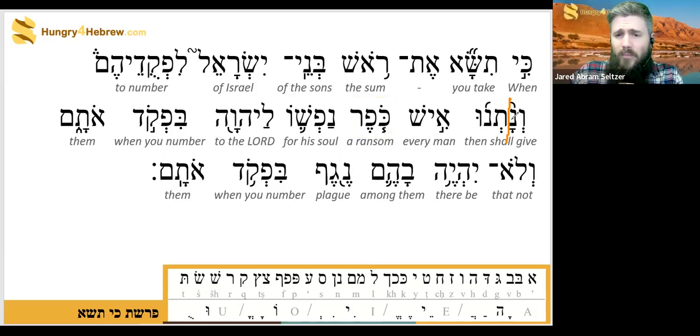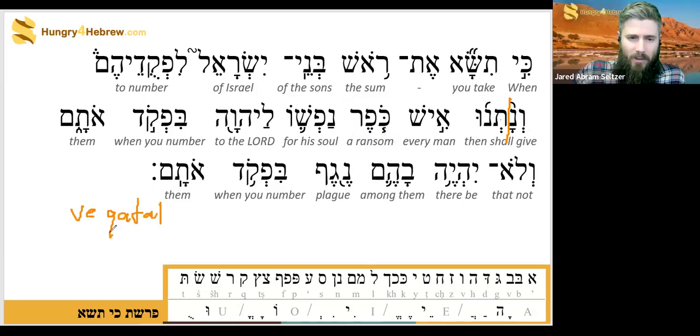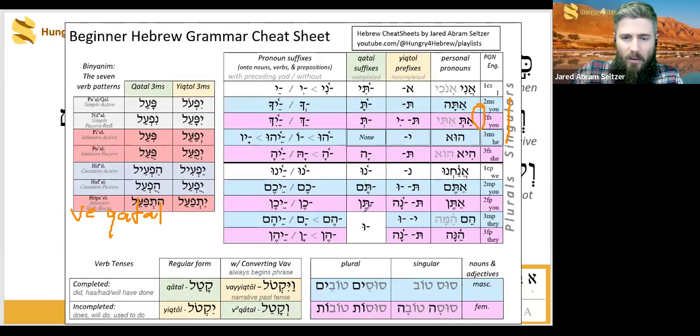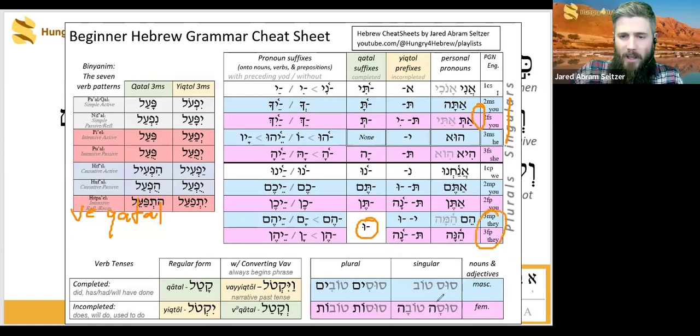All right. This verb right here, venatanu. What form is it? Which tense form is it? Vekatal. Good. So katal is going to have a suffix on it. Vekatal flips the tense to incompleted. Who's the built-in subject? The oo on the end will be they, either masculine or feminine. It's common gender in that form.